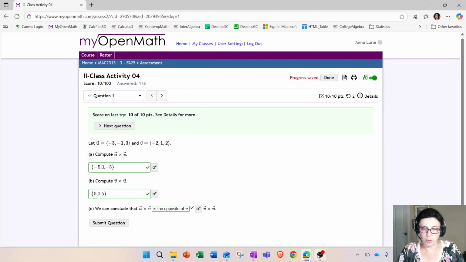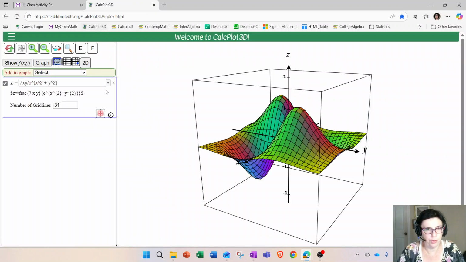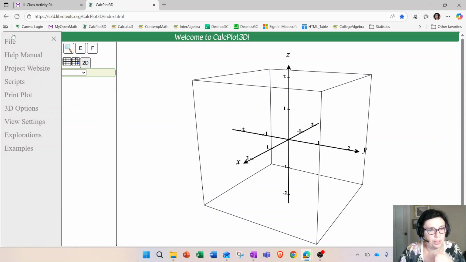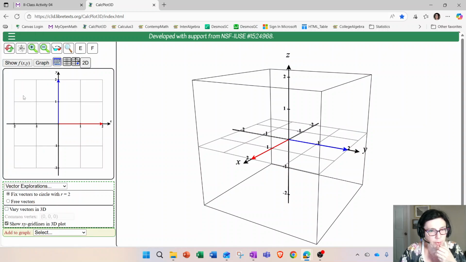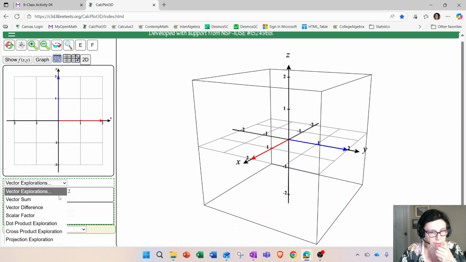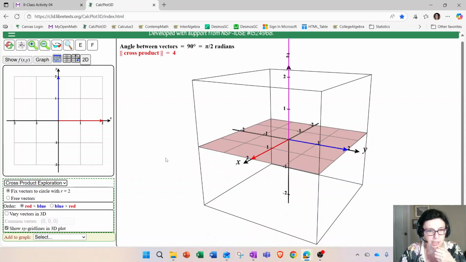Now, in CalcPlot3D, you can actually see that. It's really, really cool, and I wanted to show you that real quick. They have something called vector explorations, and one of the things they have is the cross product. If I go to the cross product exploration, you can see that the cross product, the magenta vector, is perpendicular to the red and blue vectors.